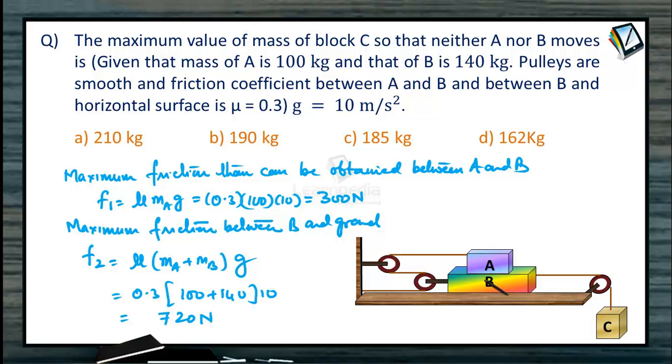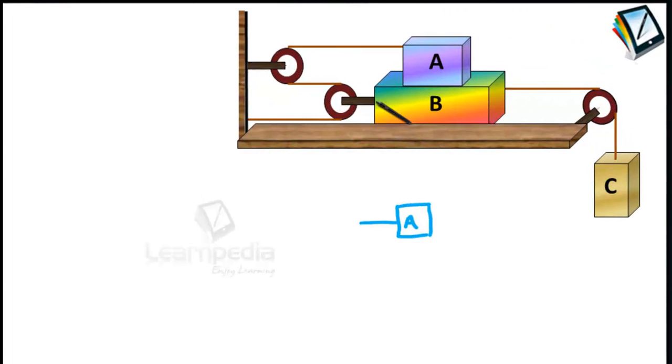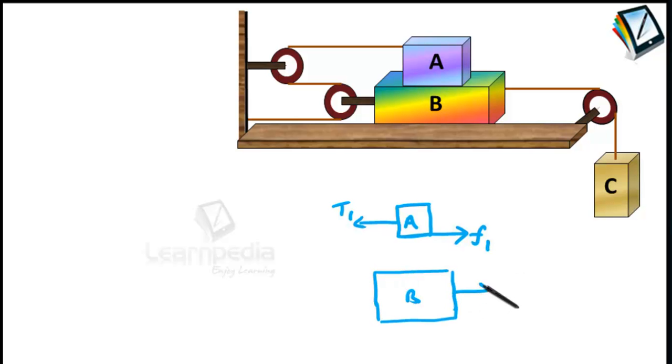Let us draw free body diagrams for A, B, C and get the condition for equilibrium so that we can calculate the maximum value of C so that neither A nor B moves. Let us first make the free body diagram for A. The force due to the string, let me call this tension T1. So friction force will act here. This is friction F1. Similarly, let us make it for block B. The string tension in this direction, let me call T2. This tension is T1, this tension is T1, so here it is 2T1. Friction force acting between A and B on B will be in this direction, F1.